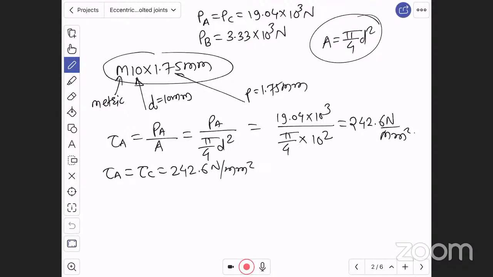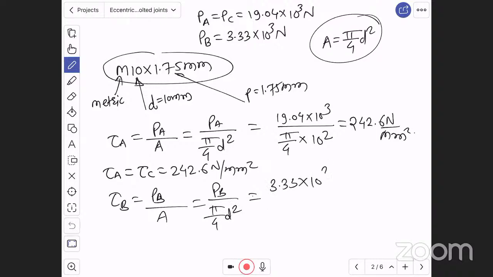Similarly, if I want to find shear stress on bolt B, then I have to write force on B divided by area, which is force on B divided by pi by 4 d square, which is 3.33 into 10 to the power 3 divided by pi by 4 into 10 square. If I solve this, I will get the answer, tell me what answer comes? Answer will be 42.44 Newton per mm square, which is nothing but MPa. Newton per mm square is nothing but MPa.